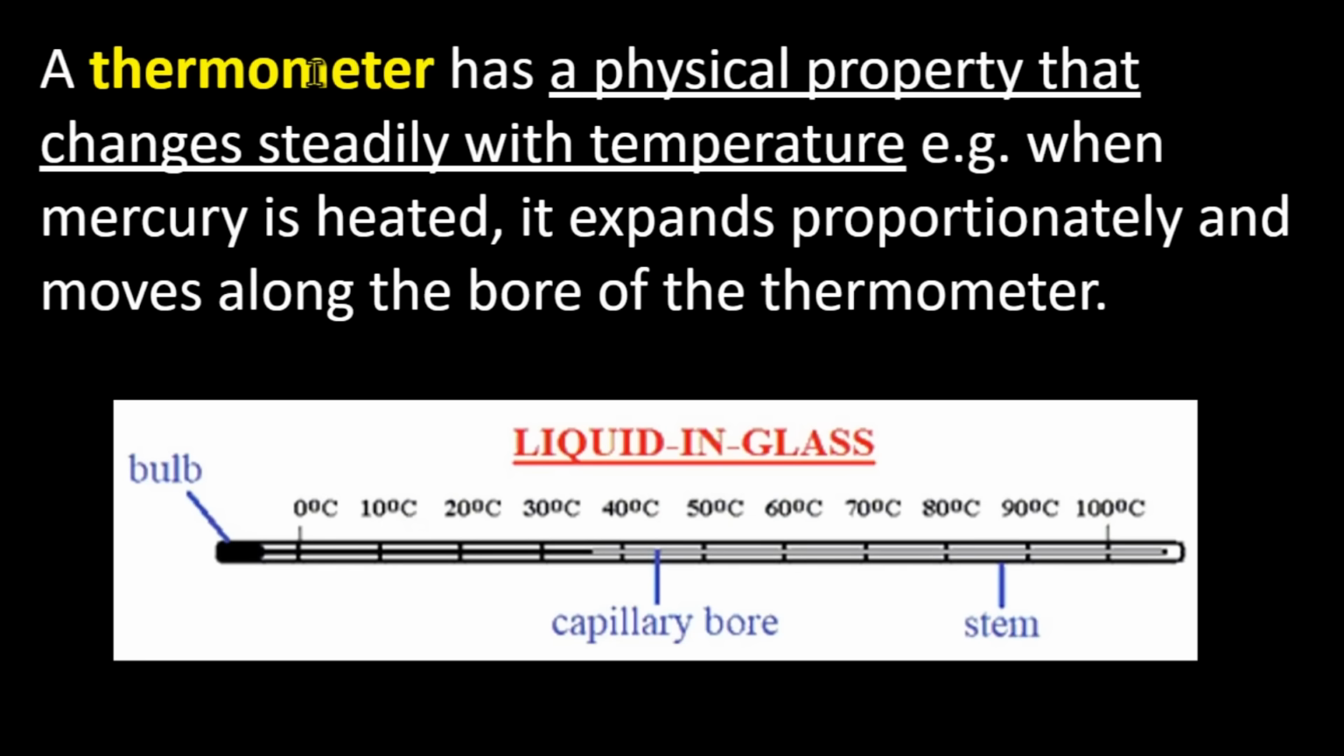A thermometer has a physical property that changes steadily with temperature. Example, in a liquid in glass thermometer, when the mercury is heated, it expands proportionately and moves along the bore of the thermometer. The more it is heated, the more the mercury expands, and thus the reading on the thermometer would be higher and higher in terms of degrees Celsius.